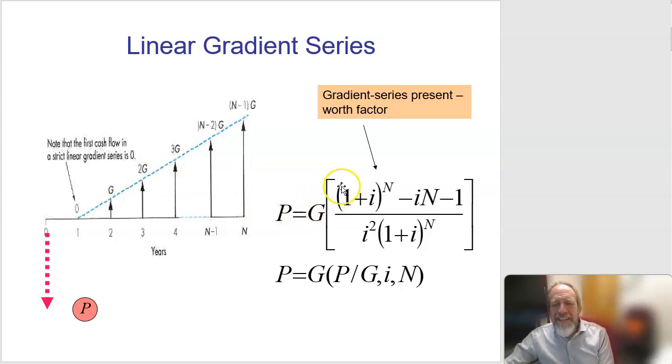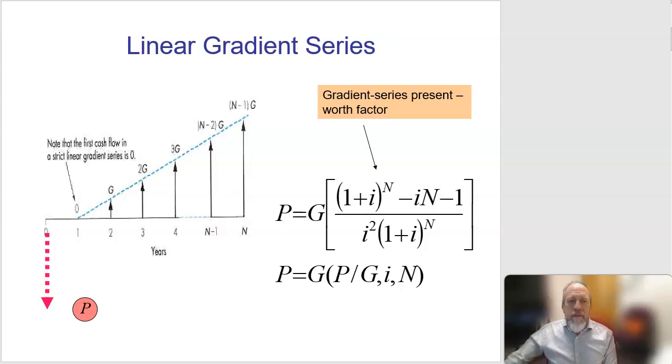Well, it's still an equation. It's a little bit more complex of an equation. You've got (1 plus i) to the n minus i times n minus 1, over i squared times (1 plus i) to the n. But it's still a pretty straightforward calculation. It's just an equation. Now, there is one thing about working with linear gradient series, and equivalency still applies. You can take a present value and see what it means as far as the equivalent of a gradient series.